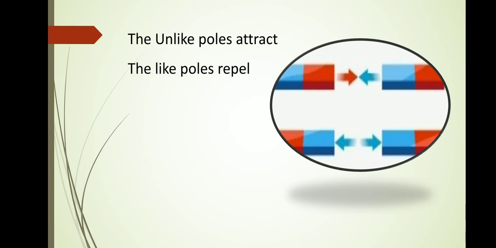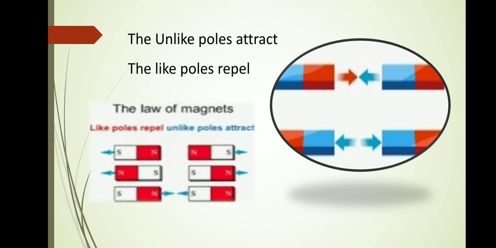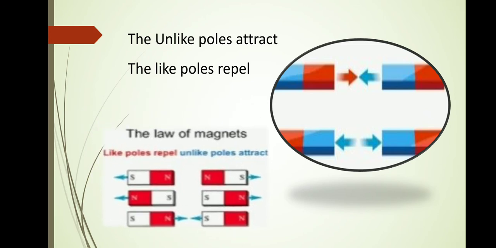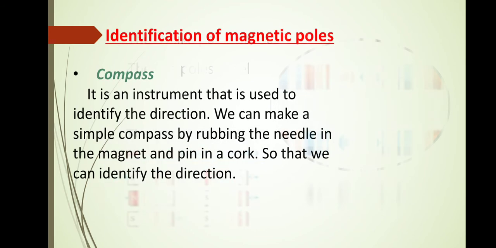Unlike poles means north and south or south and north. Now tell me, what happens if the two unlike poles are brought together? They will attract. And if the like poles are brought together, they repel. You can see in the diagrams of the laws of magnet. So now let's move to the identification of the magnetic poles.